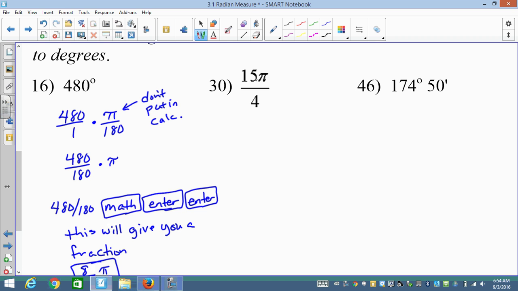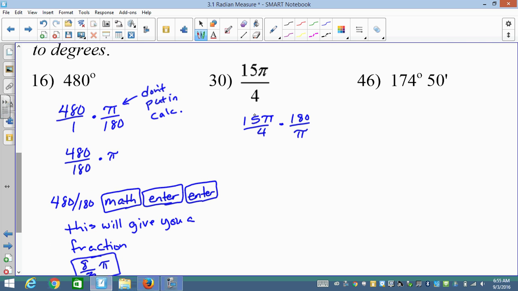This one is in radians. Notice no degree symbol. So to go from radians back to degrees, 15 pi over 4 times 180 over pi. Most of these problems, when you're going from radians to degrees, you'll be able to cancel out the pi's. So you have 15 times 180 divided by 4. So you throw that into the calculator and you get 675 degrees. Don't forget the degree symbol.